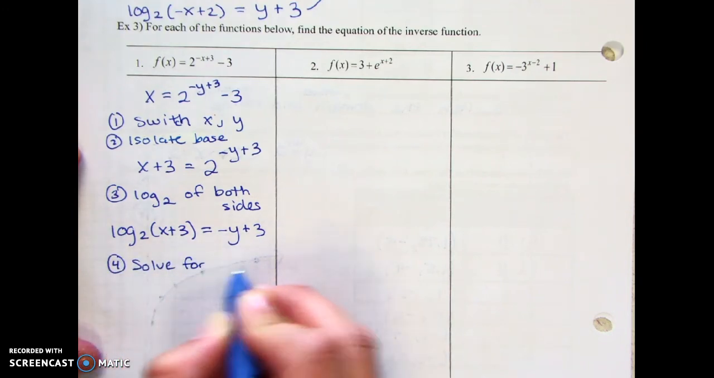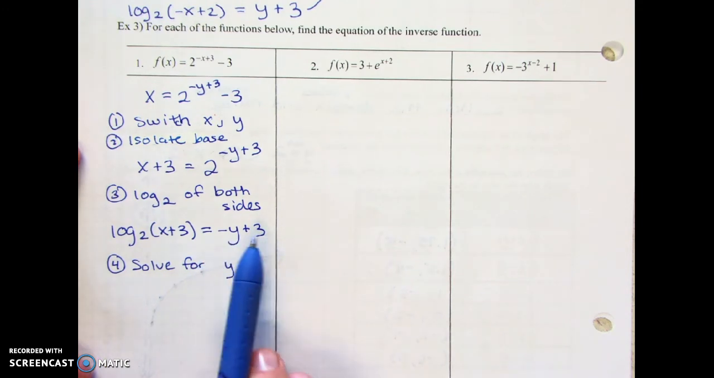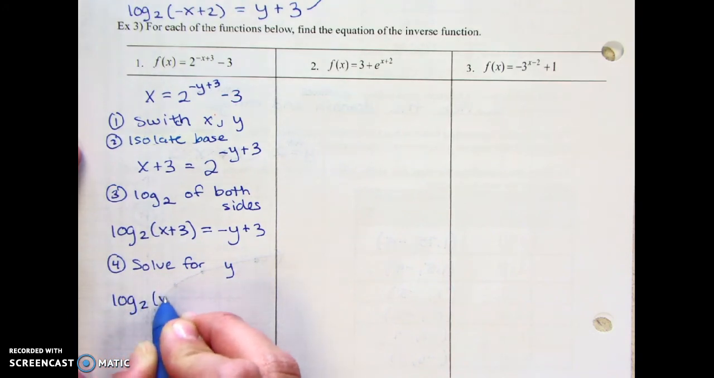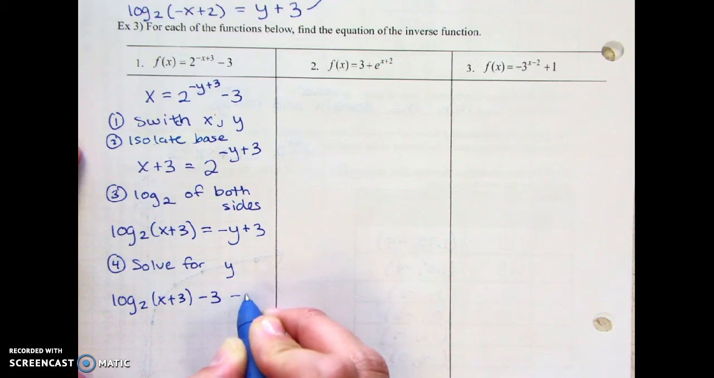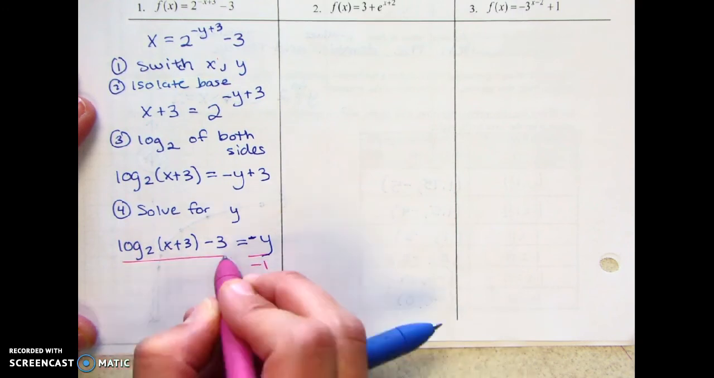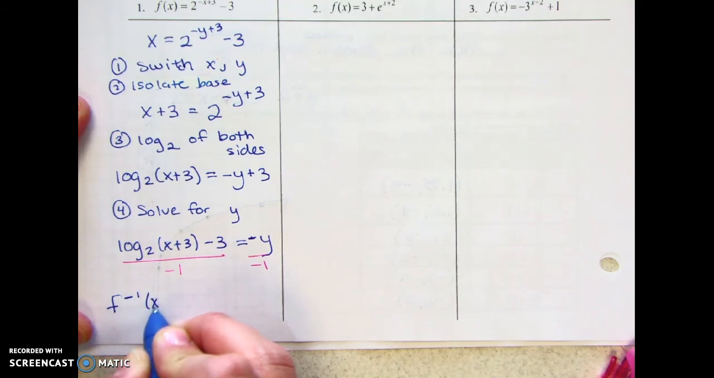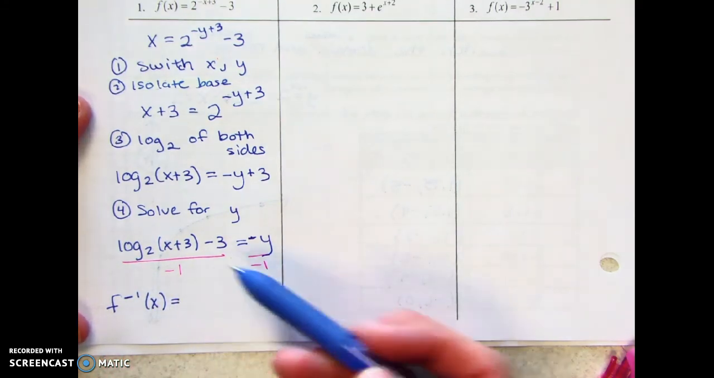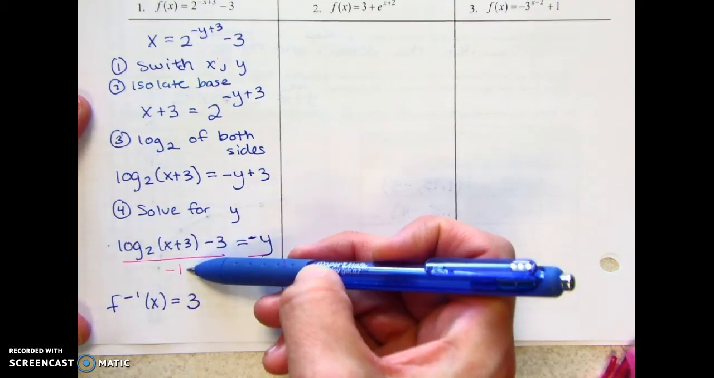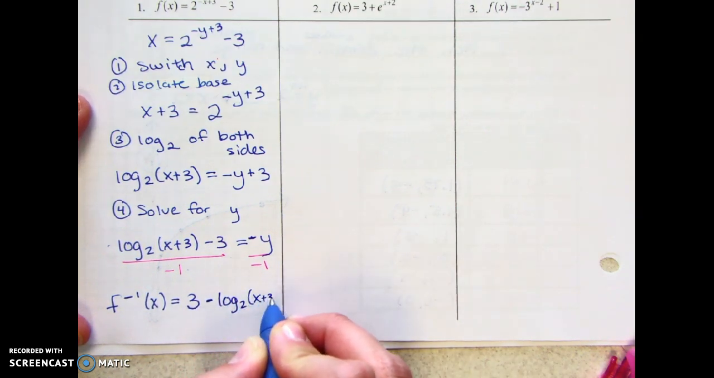Solve for y. So we have a negative y plus 3. So 2 steps. We're going to subtract 3 and then divide by -1. So we have log base 2 of x plus 3 minus 3 equals -y. And then divide by -1. And the final step would be to change the y to an f to the -1. Watch how I'm going to write this super pretty. -3 divided by -1 is 3. And in front of the log, that's a positive, but it's divided by a negative. So we're going to say 3 minus log base 2 of x plus 3.